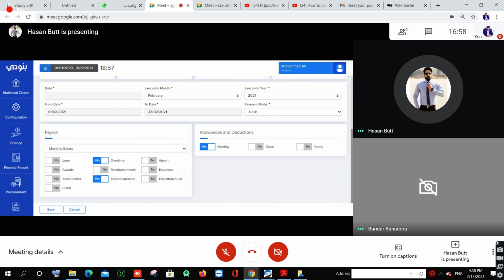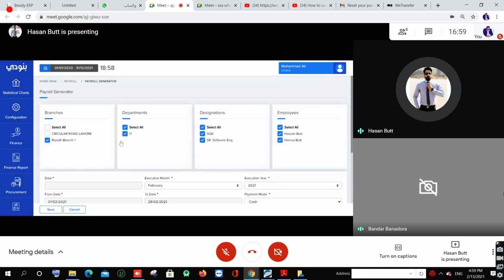All right, brothers? Yes. And here we have the absent option. If it is like this, it means that the absence days will be deducted from his salary by the month, right? Yes. All right. So let me show you. And when you make save, the salary will be generated.